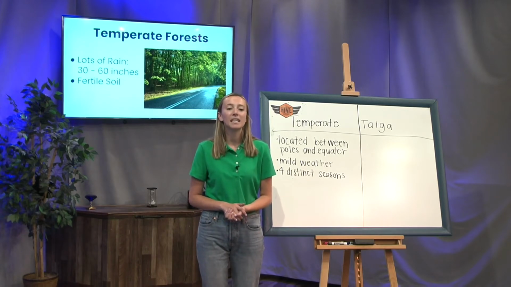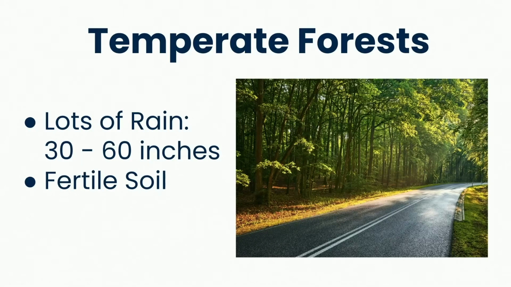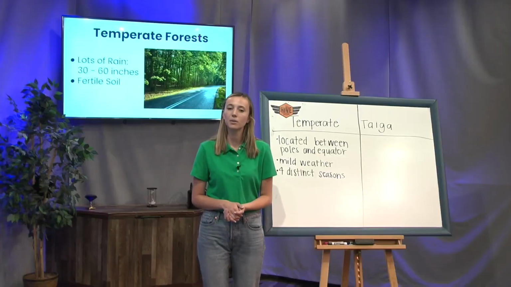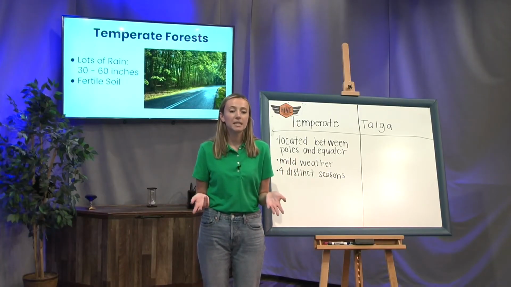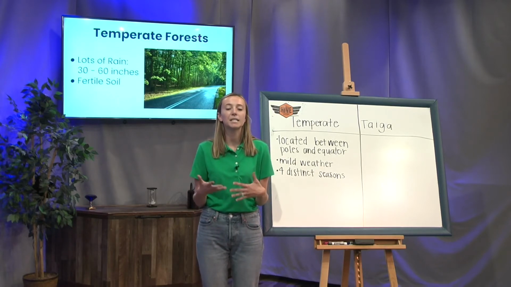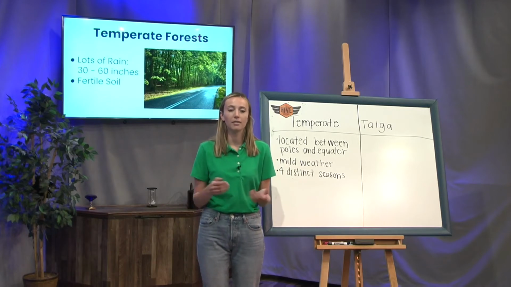Temperate forests get lots of rain. They get about 30 to 60 inches of rain per year. So that's quite a bit. A little less than rainforest, but still a lot of rain. This makes it so the soil is very fertile. Fertile means it has the ability to grow a lot of things.